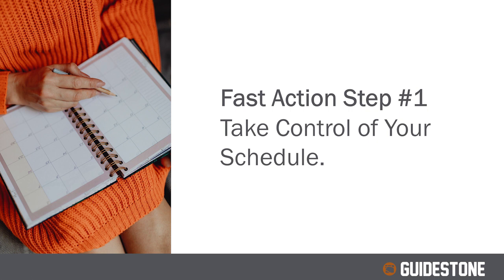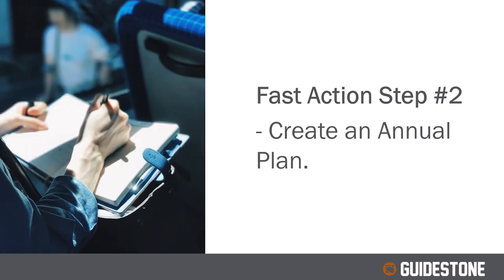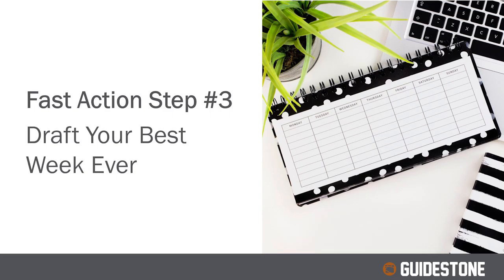Fast action step 1, take control of your schedule to help you with the mindset, the mind shift for managing your time and focus. Fast action step number 2, create an annual plan to help you get your most important people and events in place first so you can effectively plan the rest of your schedule to make time for what matters most. Then fast action step number 3, complete the best week tool to help you be most intentional with how you're using your time.